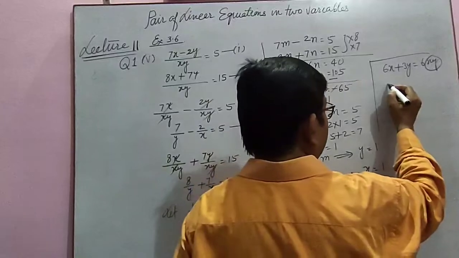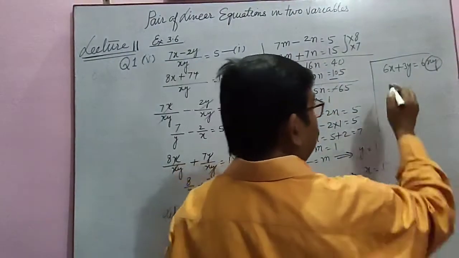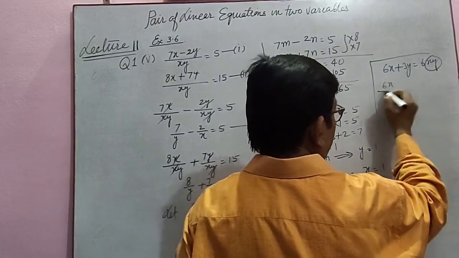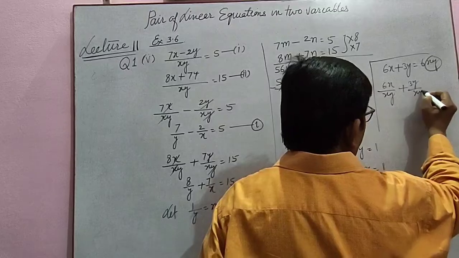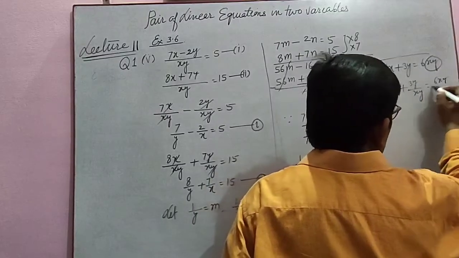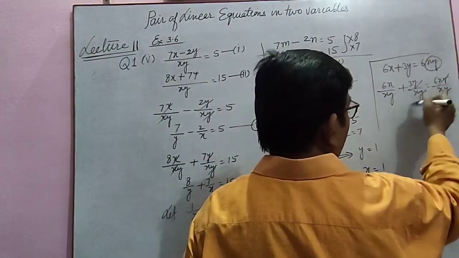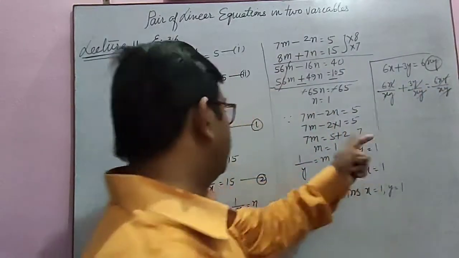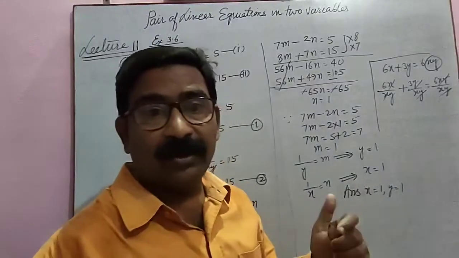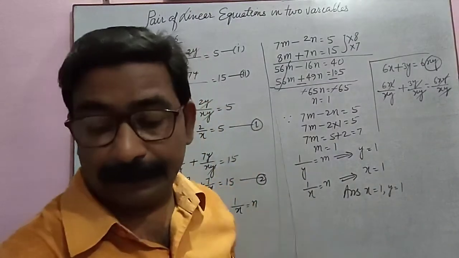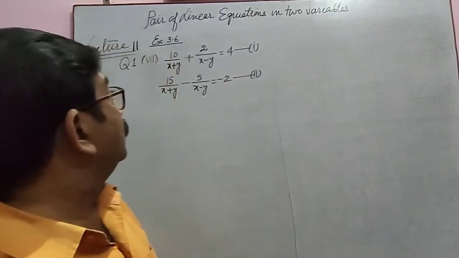Or you can divide the whole equation by xy, like 6x upon xy plus 3y upon xy is equal to 6xy upon xy. This way, this xy will go, y and y will go, x and x will go. So you will get this form of the equation to solve. Is it okay? So you have to try this question yourself and send your solution to me. Now the seventh part of question 1.